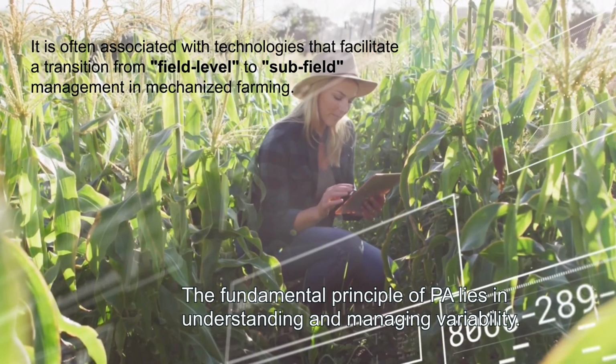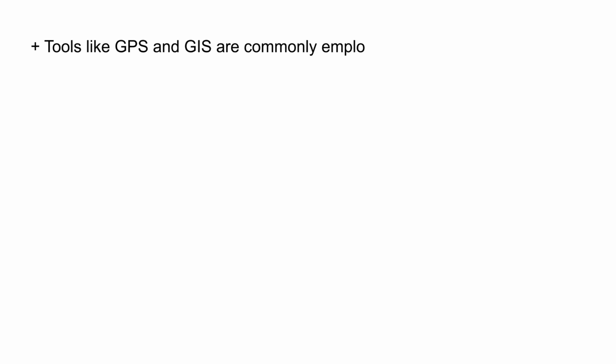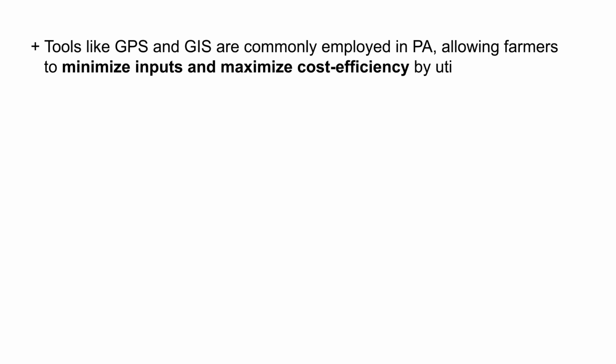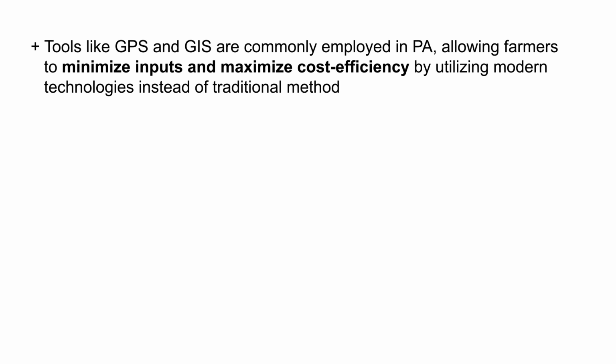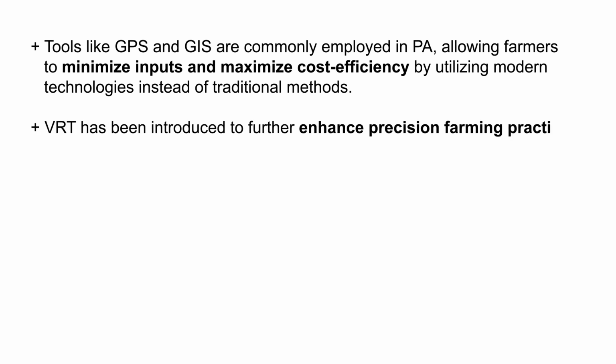PATs enable more precise management of in-field variability. Tools like GPS and GIS are commonly employed in PA, allowing farmers to minimize inputs and maximize cost efficiency by utilizing modern technologies instead of traditional methods. Additionally, VRT has been introduced to further enhance precision farming practices.